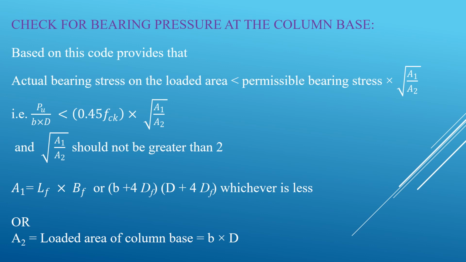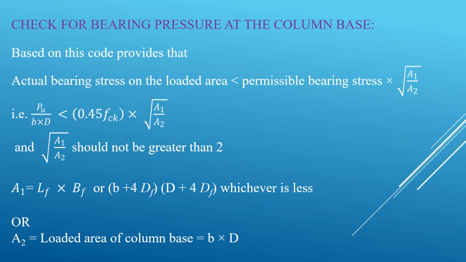Check for bearing pressure at the column base. This is the last step in the design of the footing. When the column rests on the footing, it transfers its load only to a part of the area of the footing. The adjacent concrete of the footing provides lateral support to the directly loaded part of the concrete. This causes an increase in the strength of the concrete loaded directly under the column. This effect is taken into account, and the code provides that the compressive stress in concrete at the base of the column or pedestal shall be considered as being transferred by bearing to the top of the supporting pedestal or footing.